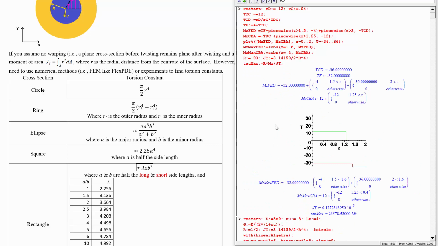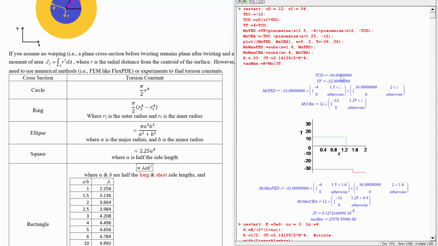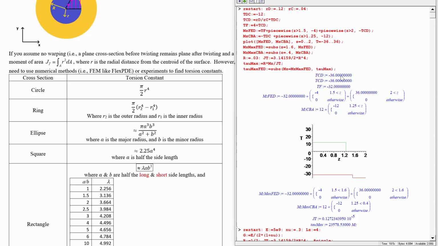Yeah. So now we just need to put in the maximum mz for each of those different segments. Maybe we'll say tau max FED is equal to subs mz equals mz max FED into tau max, and the same thing for CBA.